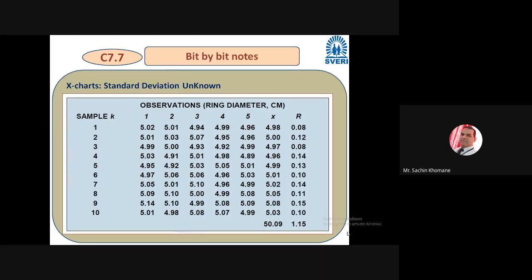Yes, one by one, just finding. Sometimes it is quite difficult. There are only 5 readings. If there are 10, 20, it is quite difficult. It is a time-consuming process that way. But nowadays, with computerization, Excel is helping a lot in such things.